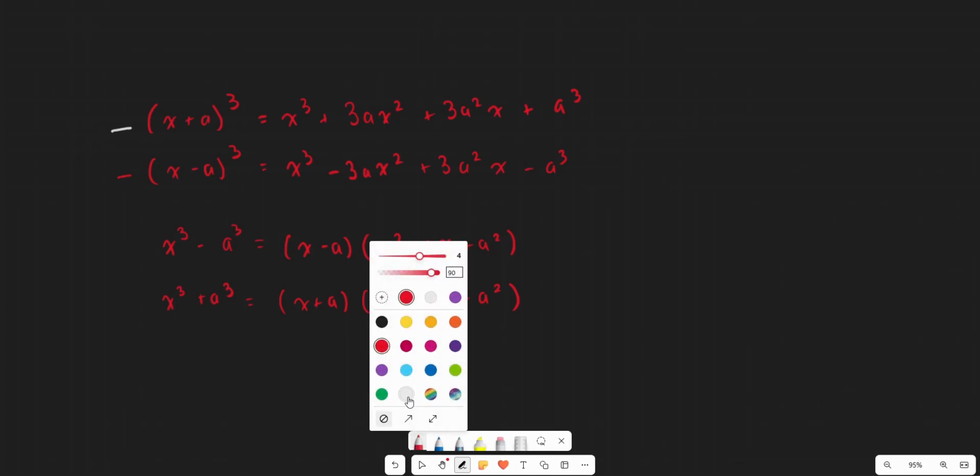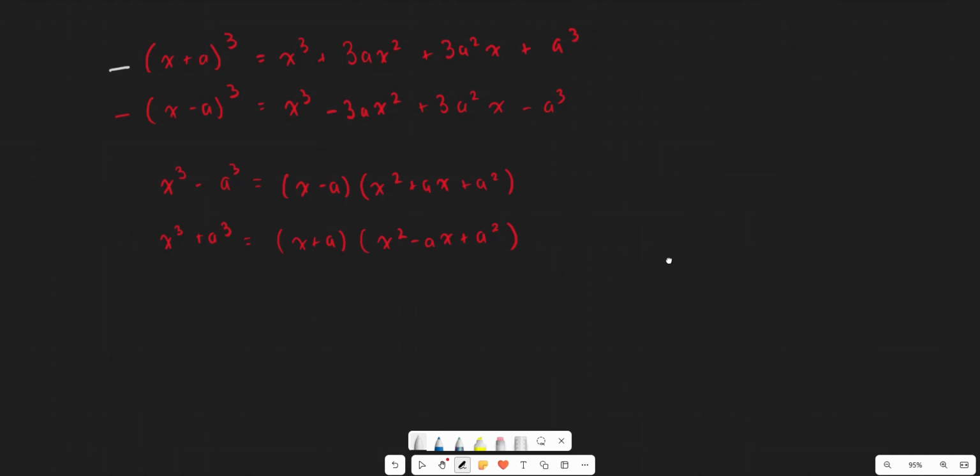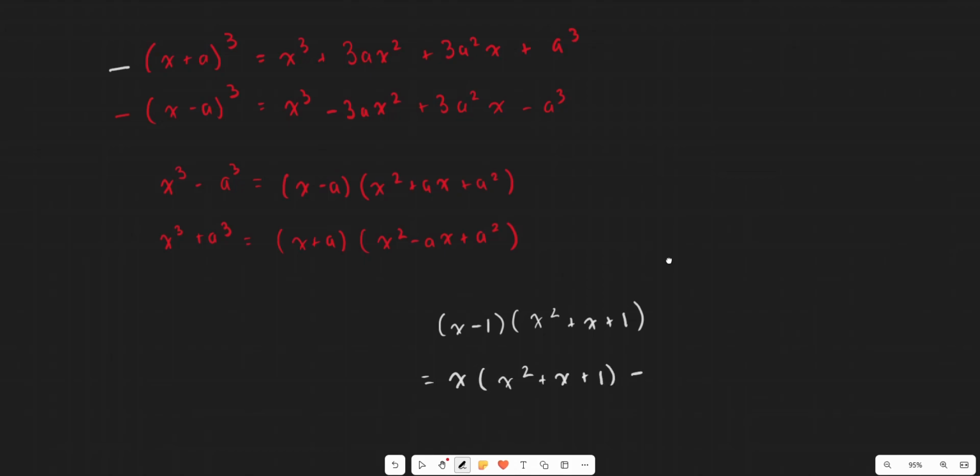Okay. So now that we have these two formulas, let's try to plug in some values and see how they evaluate too. Let's first do the difference of two cubes. Let's say we have to evaluate x minus 1 times x squared plus x plus 1. That means first we have to multiply x by this entire polynomial, and then multiply minus 1 times this entire polynomial. So this should be equal to x times x squared plus x plus 1, and then minus 1 times x squared plus x plus 1.